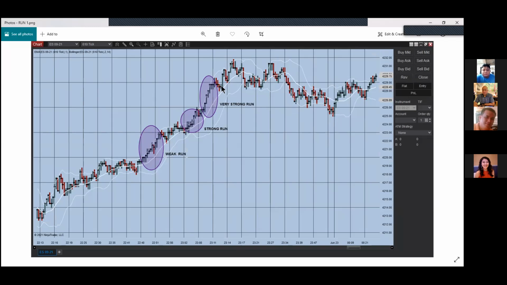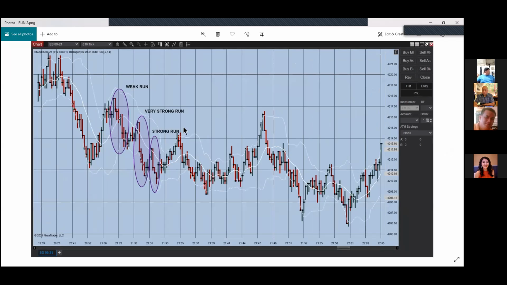This is a weak run. You see how it's closing, it's just going up and down, right? It's like a zigzag going up, right? This one. Good. What else? What else you have? More runs. Yeah, good. More runs, okay.